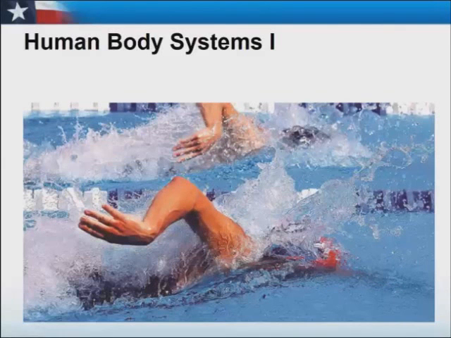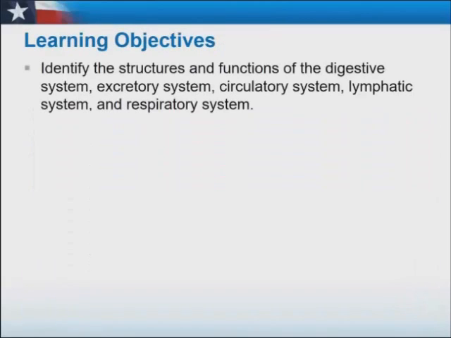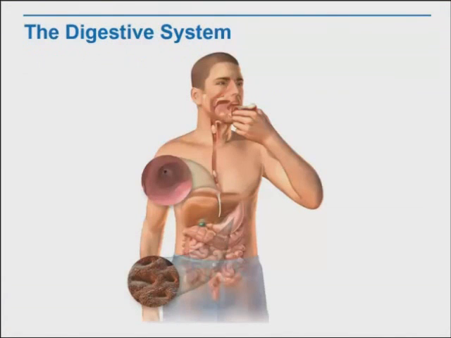Welcome to Lesson 30.2, Human Body Systems, Part 1. In this lesson, we'll identify the structures and functions of the digestive system, excretory system, circulatory system, lymphatic system, and the respiratory system.